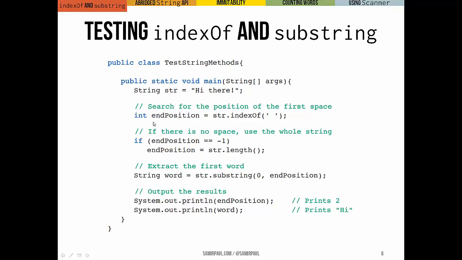We do account for that possibility, though. We're saying if there's no space, we're just going to use the whole string because it's all one word. So if end position is -1, then end position equals string.length. And that's going to be the upper bound on our substring. So then to extract the first word, we're going to say, give me the substring of str from 0 until end position. That includes 0, doesn't include end position. And then we're just going to print the result. So we'll print the index, end position, and we'll print the word itself, the first word in the string.